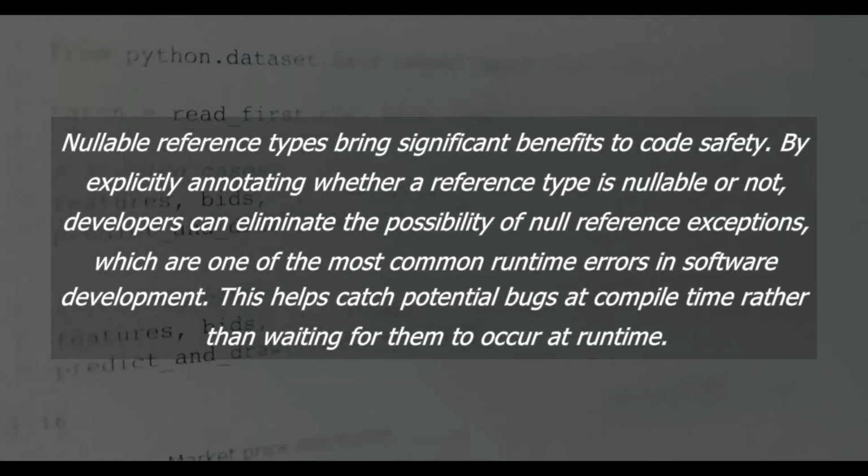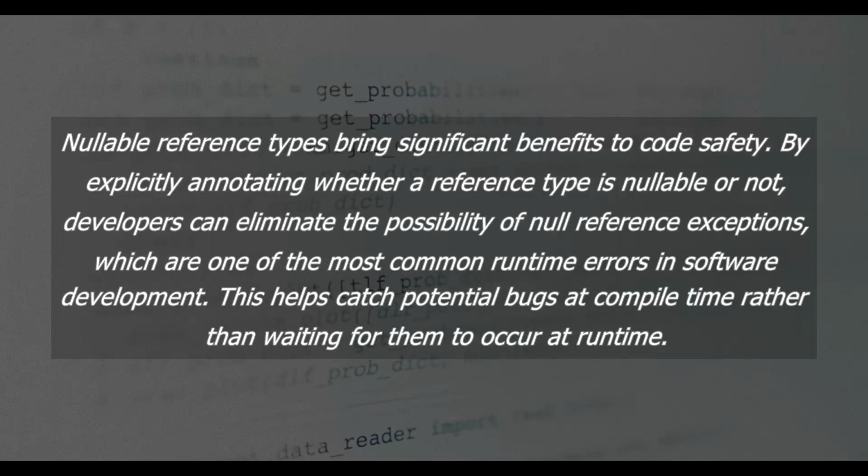Why nullable reference types are important for code safety. Nullable reference types bring significant benefits to code safety. By explicitly annotating whether a reference type is nullable or not, developers can eliminate the possibility of null reference exceptions, which are one of the most common runtime errors in software development. This helps catch potential bugs at compile time rather than waiting for them to occur at runtime.